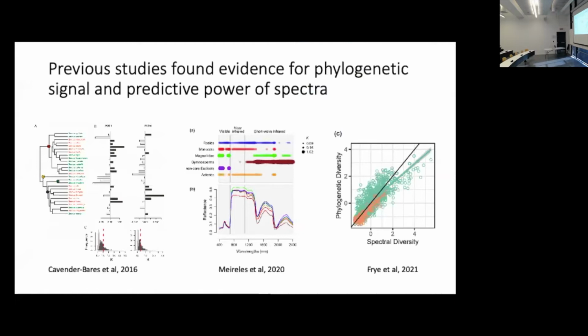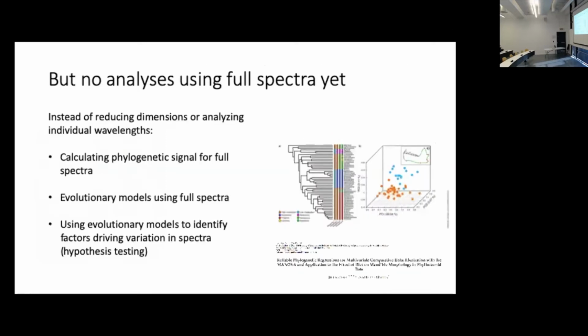So like Florence was talking about, previous studies have found evidence for phylogenetic signal in spectral data and have found the predictive power of spectra for either phylogenetic diversity, taxonomic diversity, etc. And so I won't go over the details because we've just seen that. But in general, these studies have tended to use either principal components or principal coordinates or individual wavelengths. But no analyses so far have used the full spectra. And so this is the framework that I'm thinking about in terms of using all of the data that we have instead of just reducing the dimensions.